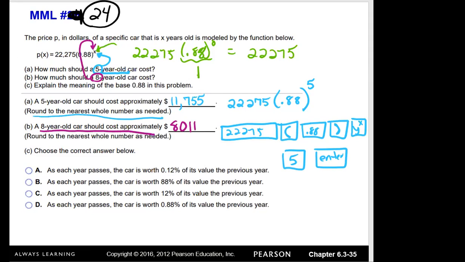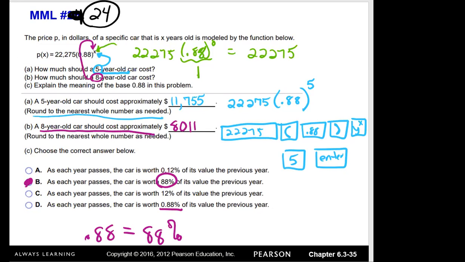So part C, choose the correct answer below. As each year passes, the car is worth 0.12% of its value the previous year. As each year passes, the car is worth 88% of its value the previous year. As each year passes, the car is worth 12%. When they put that 0.88 in there, 0.88 is the same thing as 88%. So it would not be this one. 0.88 does not mean 0.88%. It means 88%, this one here. So it's worth 88% of its value from the previous year.